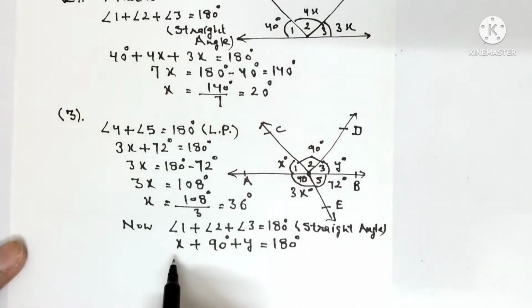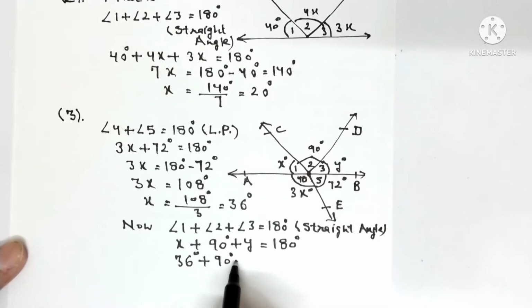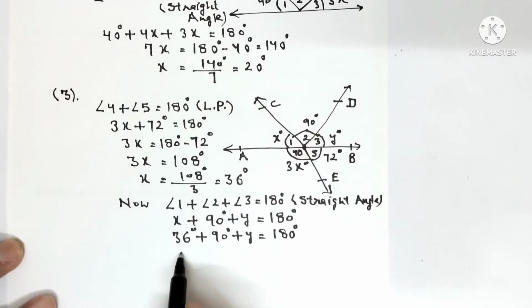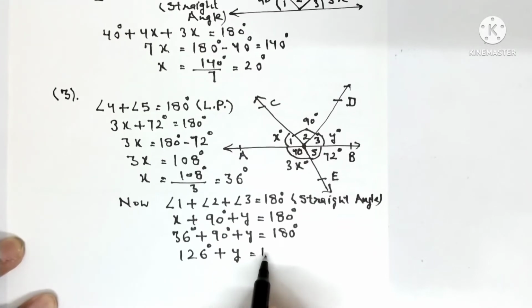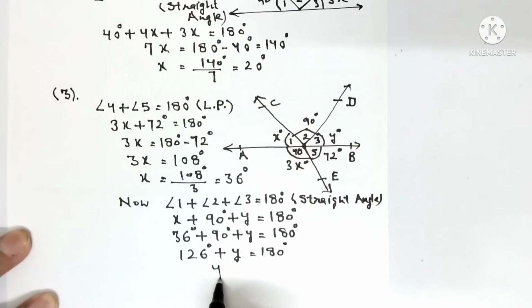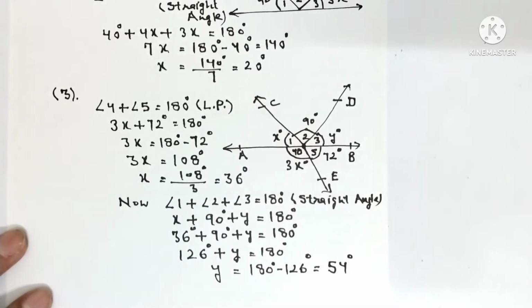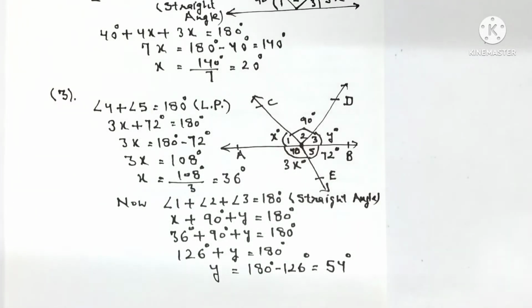X you have got right now, 36. So 36 degree plus 90 degree plus y is equal to 180 degree. So 36 plus 90 is 126 degree plus y is equal to 180 degree. So how we will find y? It is 180 degree minus 126 degree, which is 54 degree. So we have found the values of x and y.